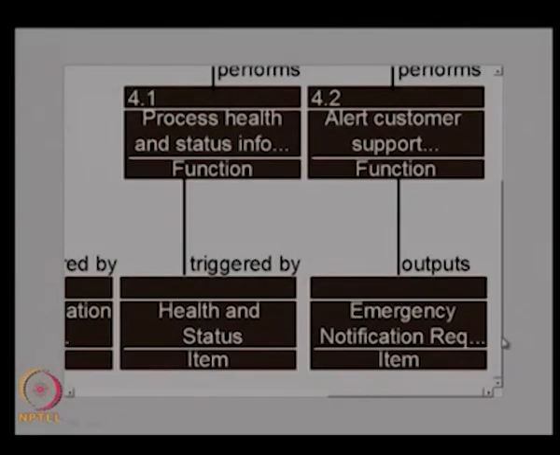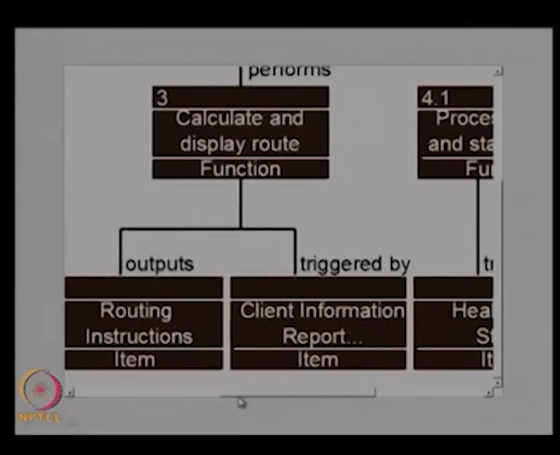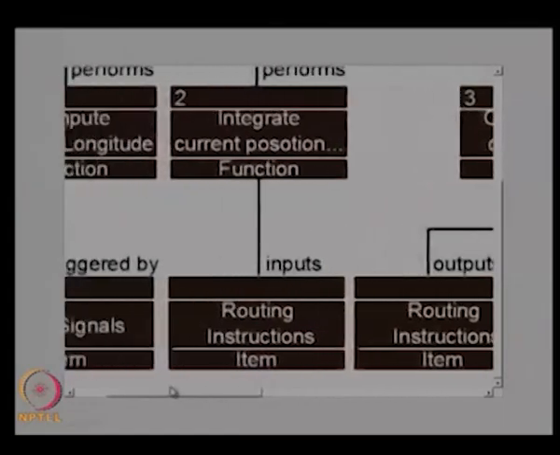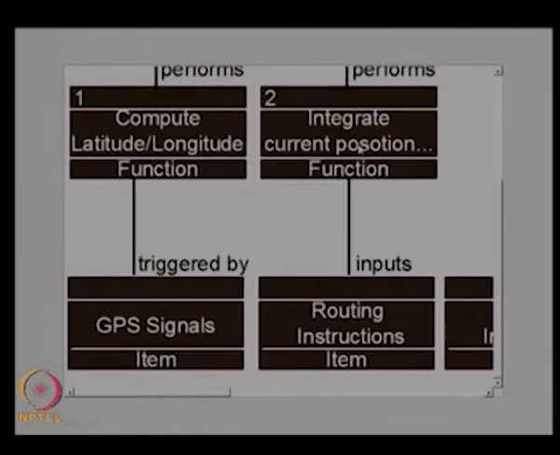Again, we can identify what kind of output is coming from here and what the requirement is for these functions. Like you can see, this particular function is triggered by the health and status of the system, and similarly the calculate and display route function is triggered by the client information report, and then the routing instructions will be given from this function. Similarly, the inputs here are routing instructions for this function, and this particular function is triggered by the GPS signal. So, computation of latitude and longitude is obtained from the GPS signals.